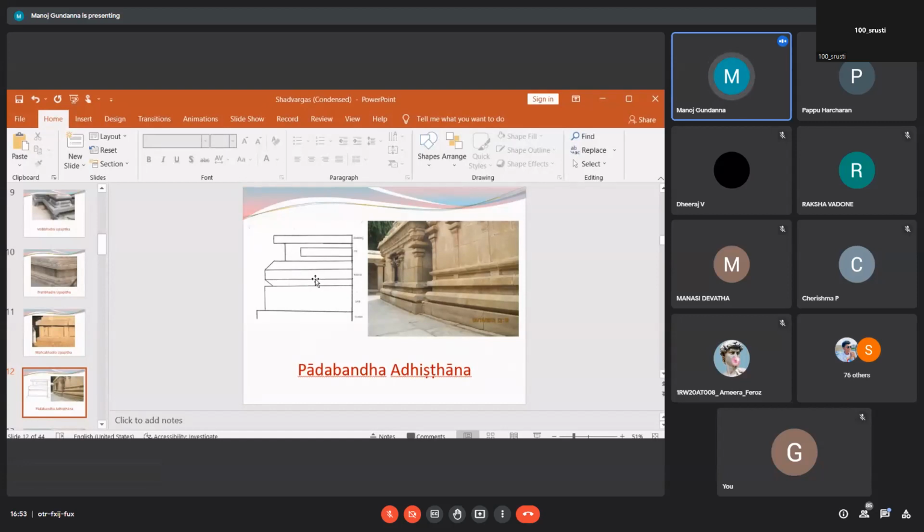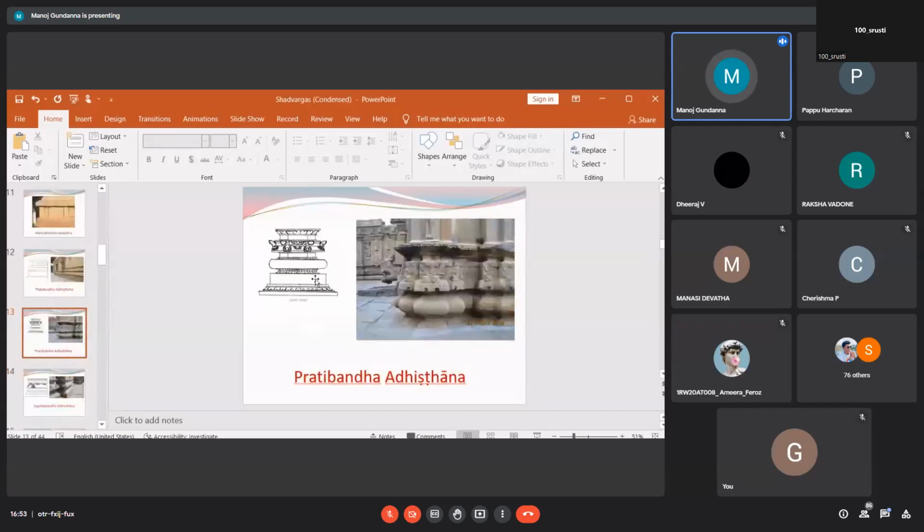Padabandha Adhisthana is very popular and commonly seen, very elegant, at the same time very utilitarian, and it is quite cheap for construction. It will not extract a lot of financial resources for its construction. Then we have the Pratibandha Adhisthana. You can see that this decoration is a bit more exuberant than the earlier one. Once the decoration increases, there are other definitions also given, so that we can understand why this is called Pratibandha, but let me not dive into all those details.